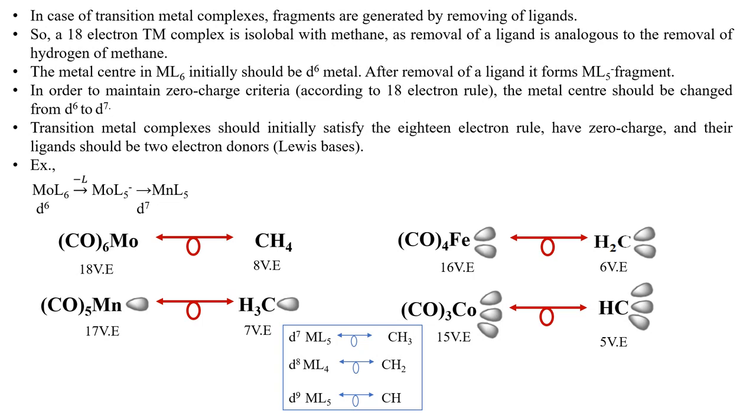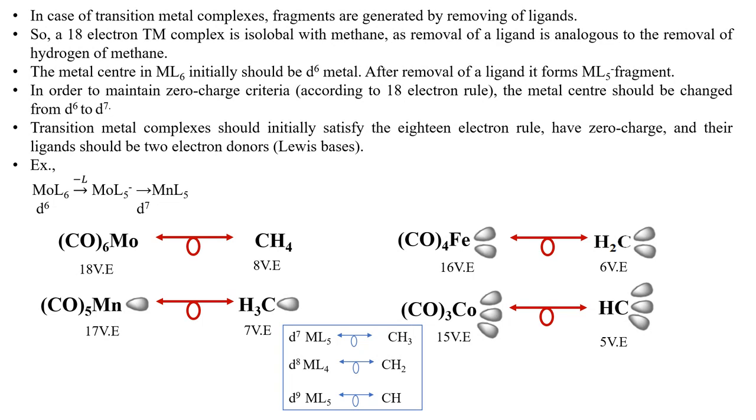Let's see. If you take the example of molybdenum hexacarbonyl, it is an 18 valence electron complex. It is isolobal with methane, which has 8 valence electrons. So here, what relationship can we develop? An 18 valence electron complex is isolobal with 8, so 10 minus the valence electrons of the methane part. Similarly, pentacarbonyl manganese, which is a 17 valence electron complex, is isolobal with the methyl radical, which has 1 frontier molecular orbital with 1 electron in it.